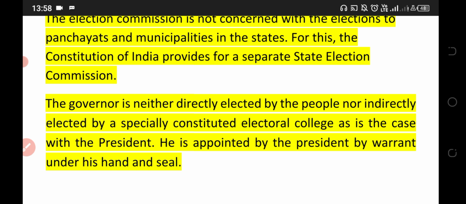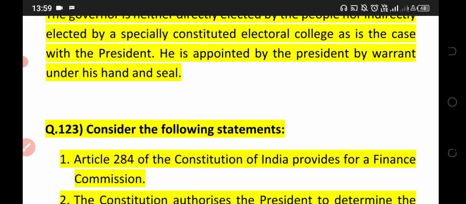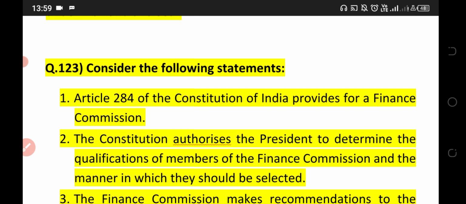The Governor is neither directly elected by the people nor indirectly elected by a specially constituted electoral college as is the case with the President. He is appointed by the President by warrant under his hand and seal.